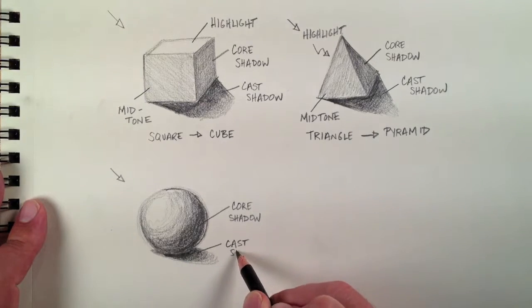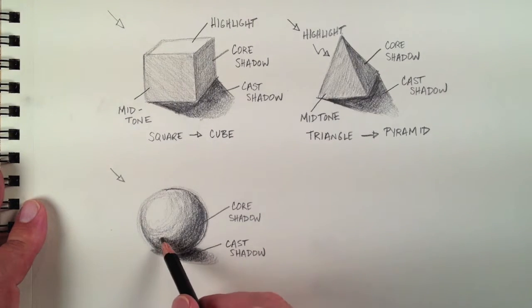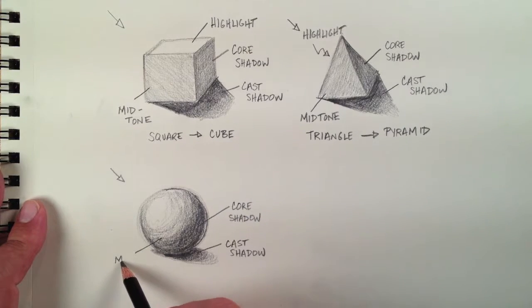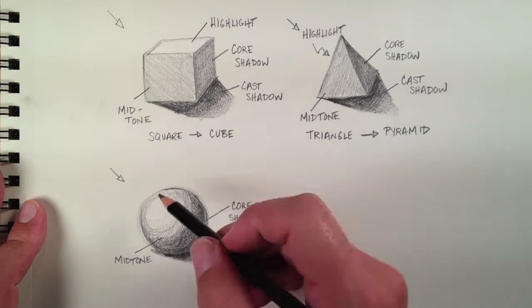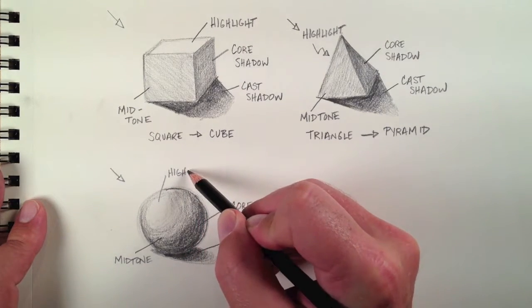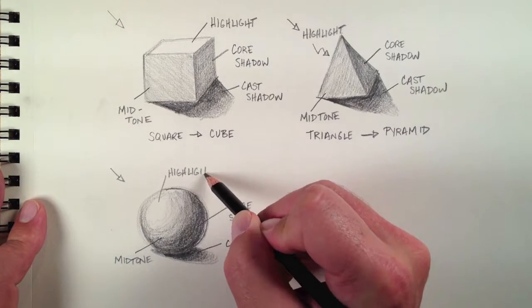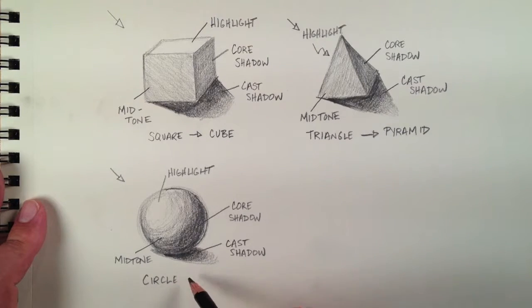Notice that the cast shadow is circular, or actually more like an oval shape, to reflect the form of the sphere. We also have a midtone and a highlight as well. So here again, we've taken a circle and created the illusion of a sphere.